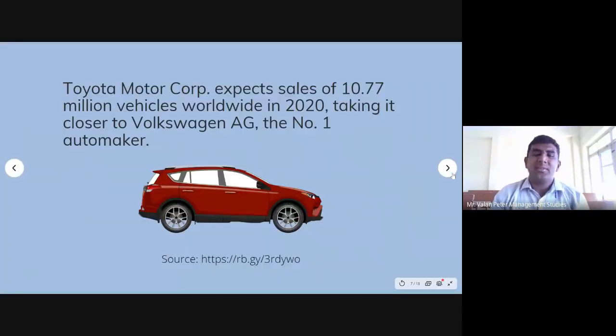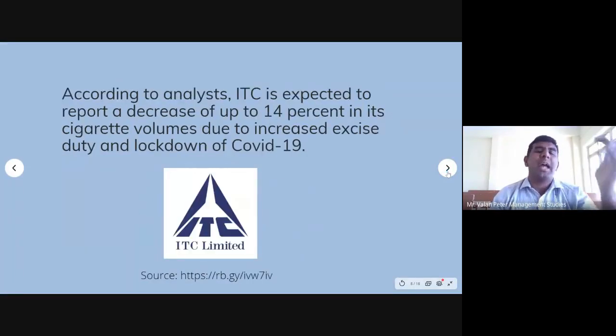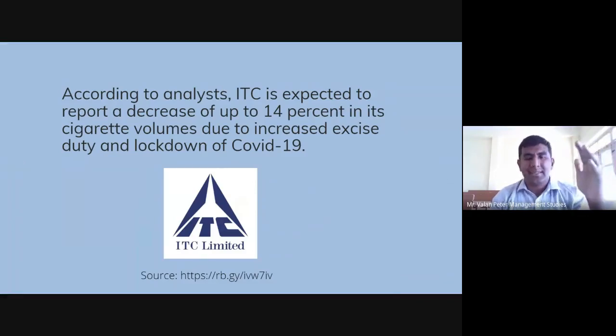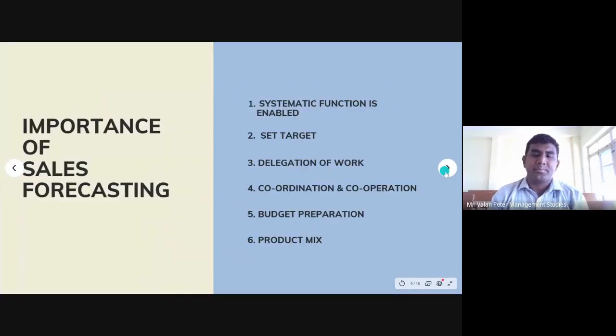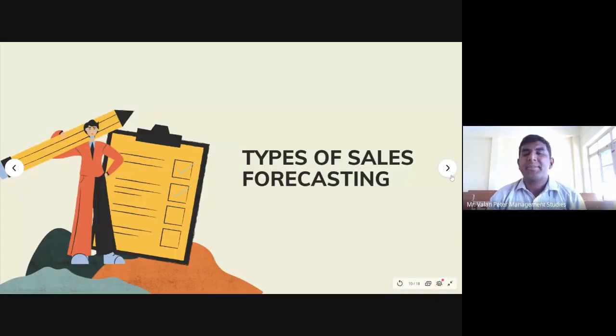We saw a few examples: Toyota is planning to be the number one automaker with sales of 10.77 million vehicles, and ITC's cigarette sales are coming down due to COVID and tax on the product. We saw the importance of sales forecasting: it brings a systematic function, you can set the target, there is delegation of work, there is coordination and cooperation, budget preparation is important, and we also know the product mix. Product mix is a very important topic, and we'll see it as a separate topic.